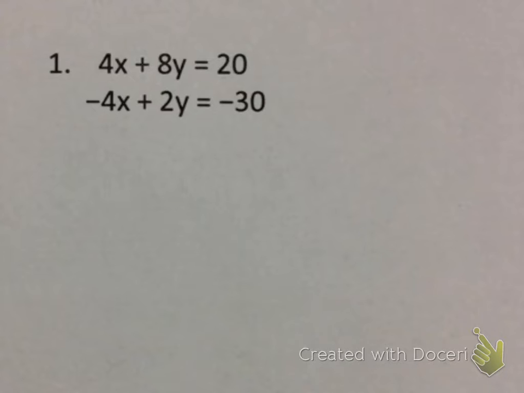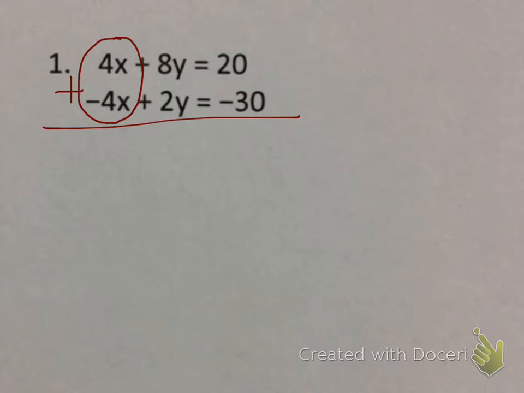So this first problem right here is set up for the elimination method. I can tell just by looking at it, because if I take these numbers right here, the 4x and the negative 4x, and I add those straight down, they're going to cancel. So I don't have to multiply these equations through by anything or do anything fancy to them. I'm just going to add those two equations straight down and get my solution.